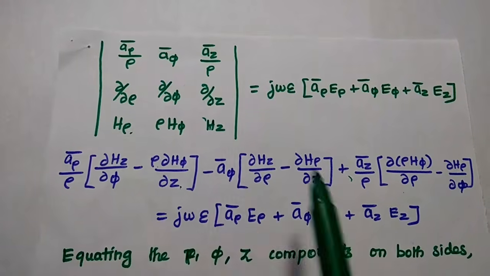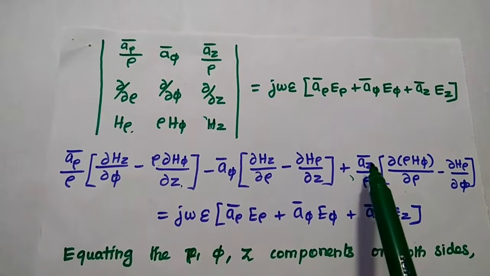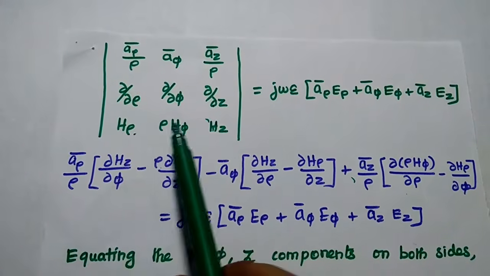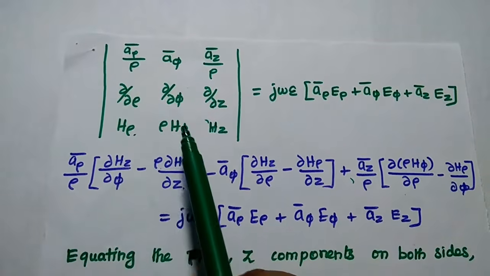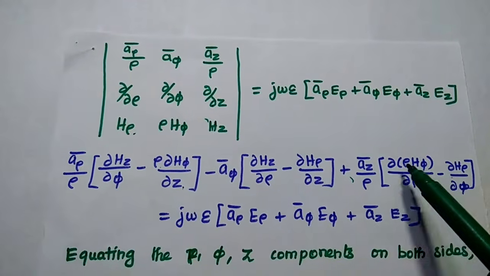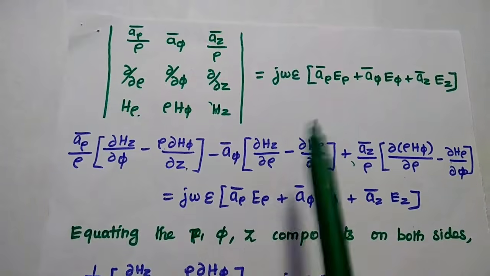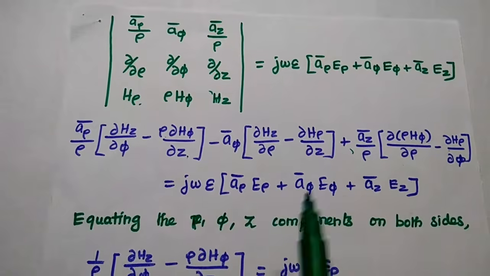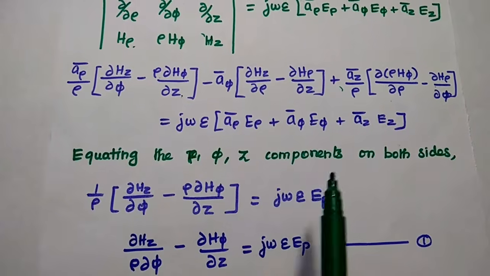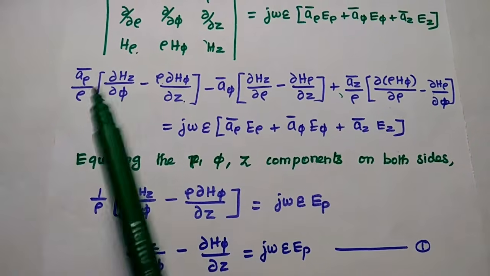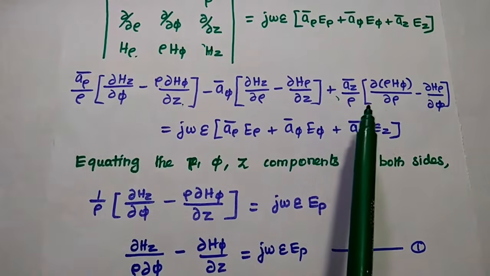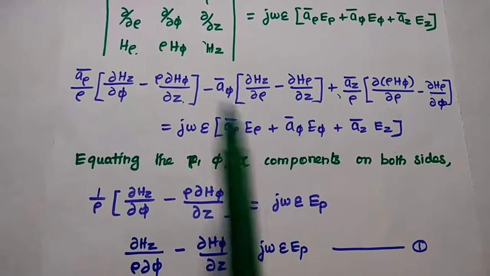Then we take the third value, A z bar by rho, multiplied with the cross multiplication of these two columns. Here it is dou rho H phi by dou rho minus dou H rho by dou phi. Here also we can take rho outside in the next step. The right hand side remains the same. Then we are going to equate the rho, phi, z components on both sides. Here it is a rho component, a phi component, and a z component.